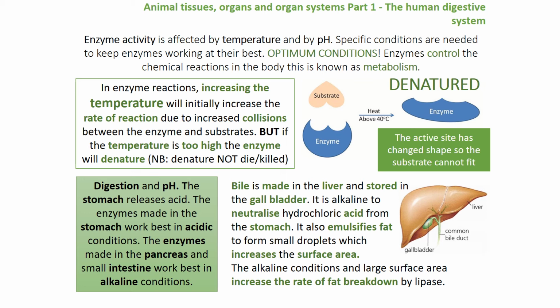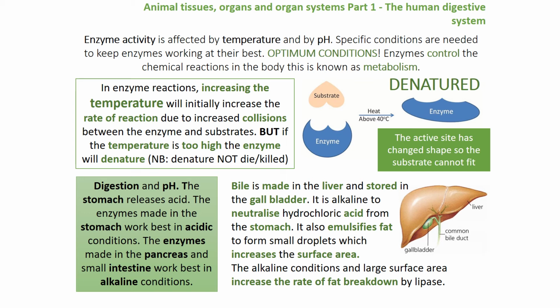So if we look at the box that starts with enzyme reactions, in enzyme reactions, increasing the temperature will cause the rate of reaction to increase, because those enzymes and substrates are moving around faster, so they're more likely to collide. Good link to chemistry and the collision theory. But if it's too high, it changes the active site and they become denatured.